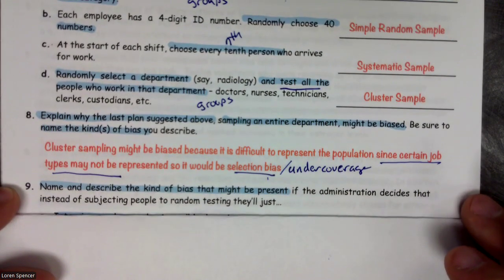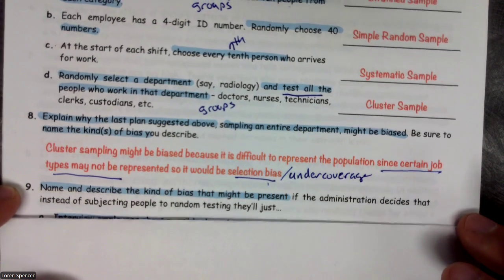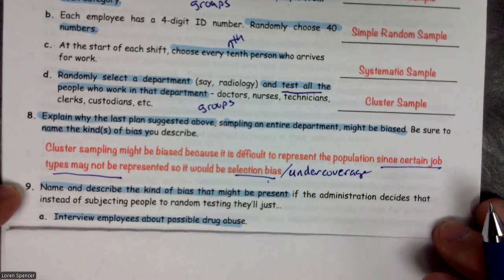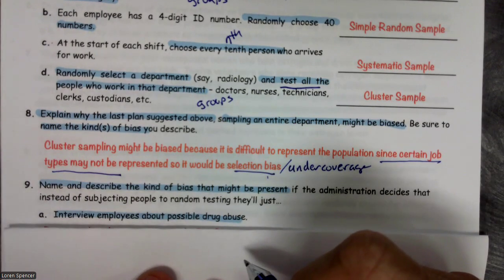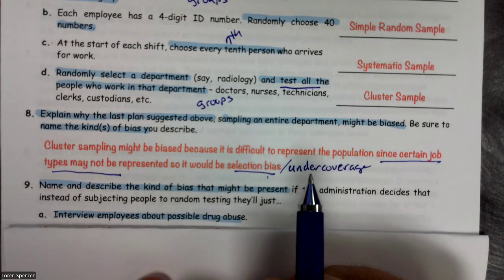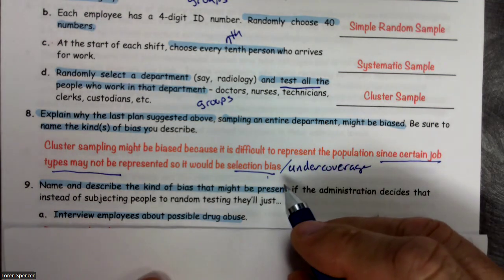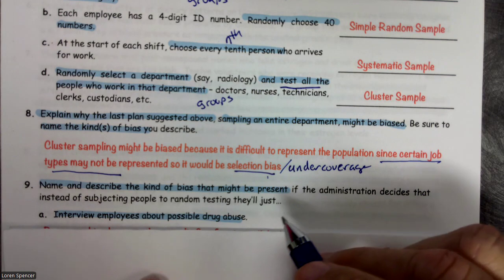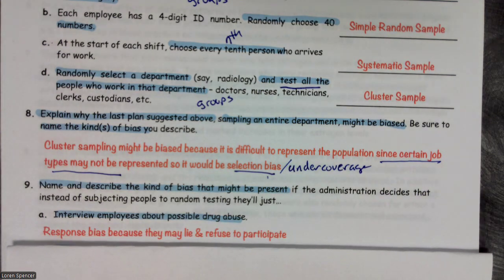Name and describe the kind of bias that might be present if the administration decides that instead of subjecting people to random testing, they'll just interview people about drug abuse. Sir, do you use drugs, abuse drugs? No, of course not. I mean, you can let me into the pharmacy. I don't use them. We might be inclined to lie. It's a sensitive question. If it's a sensitive question and you might be inclined to lie, it's going to be response bias.